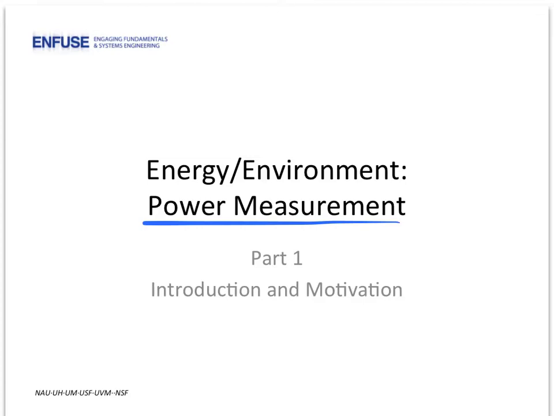This module considers several different measurements that provide information related to the electrical parameters you've discussed in class, such as voltage, resistance, and current. We will put these measurements to use for the purpose of understanding the power dissipated by components in a circuit.